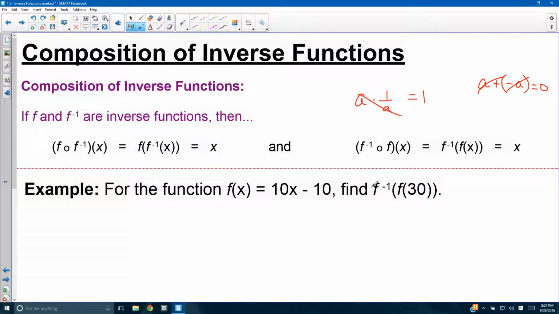Now, don't take my word for it. Let's go ahead and prove it in such a way. For the function f of x equals 10x minus 10, let's go ahead and find the inverse function of the function of 30.